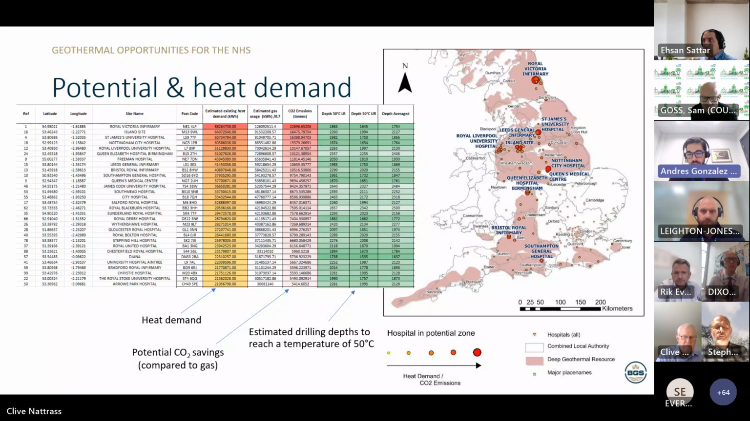In the figure at the right, the circles, red, orange, yellow, are the hospitals in potential zones, with the size of the circle related to the heat demand. And you can see all the rest of the hospitals in the small red circle. So there are some that are outside these preferential deep geothermal areas. But as I said, these could use shallow geothermal technologies for the decarbonization of the estate. So next slide, please.